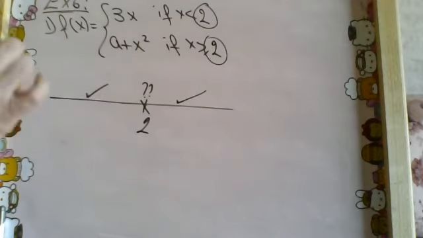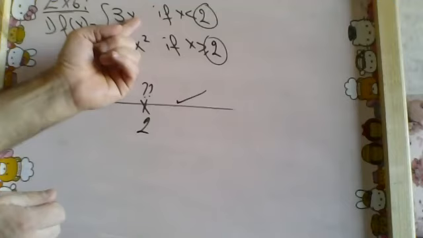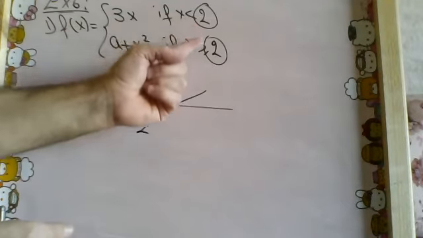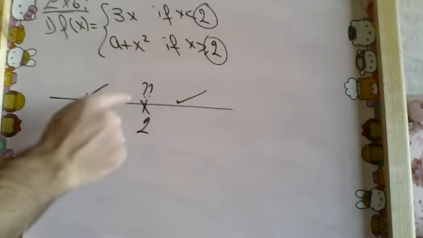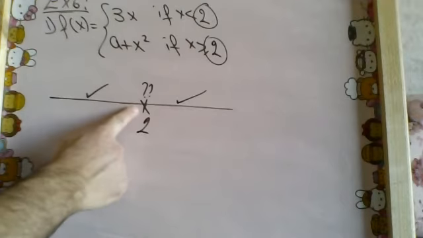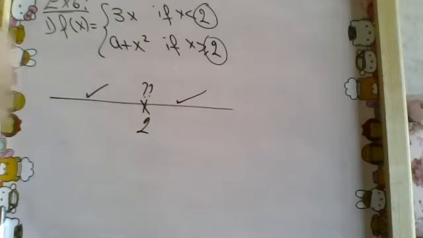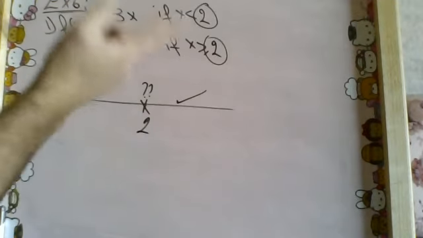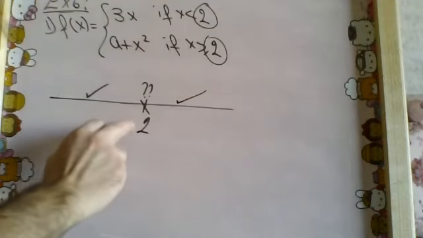The common point is 2, between this and this, to check the continuity at 2. If the function is continuous at 2, then it is continuous for all values of x. But I want to see the value of a that makes the function continuous everywhere. Continuous everywhere means continuous at 2.